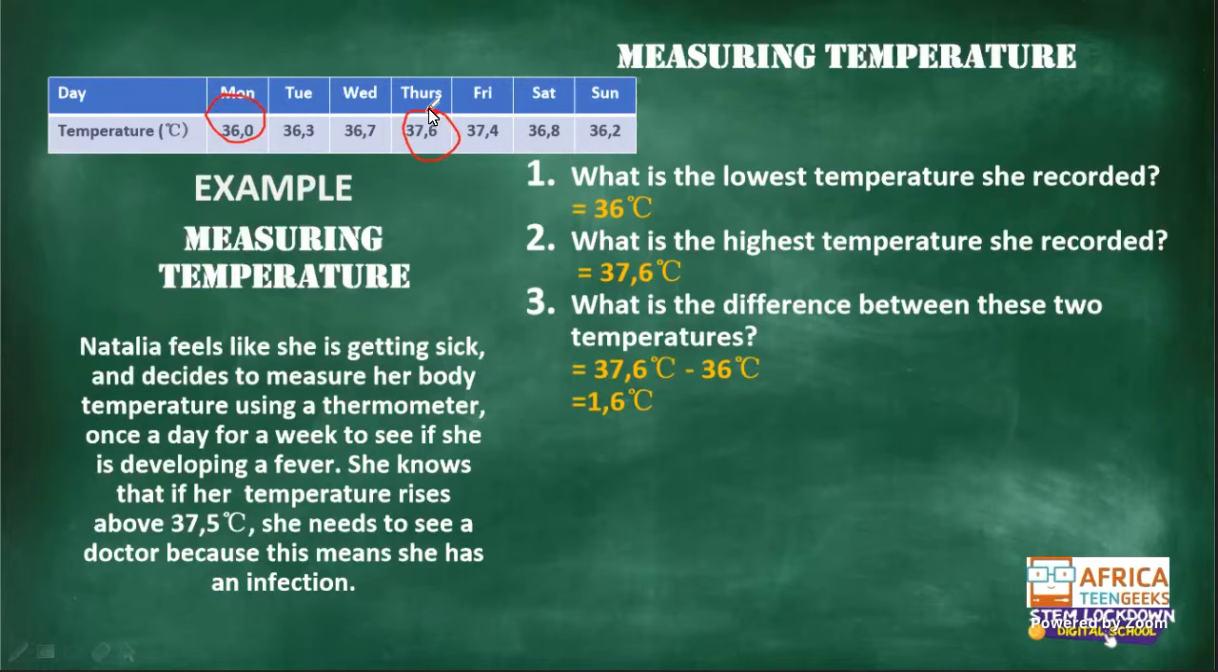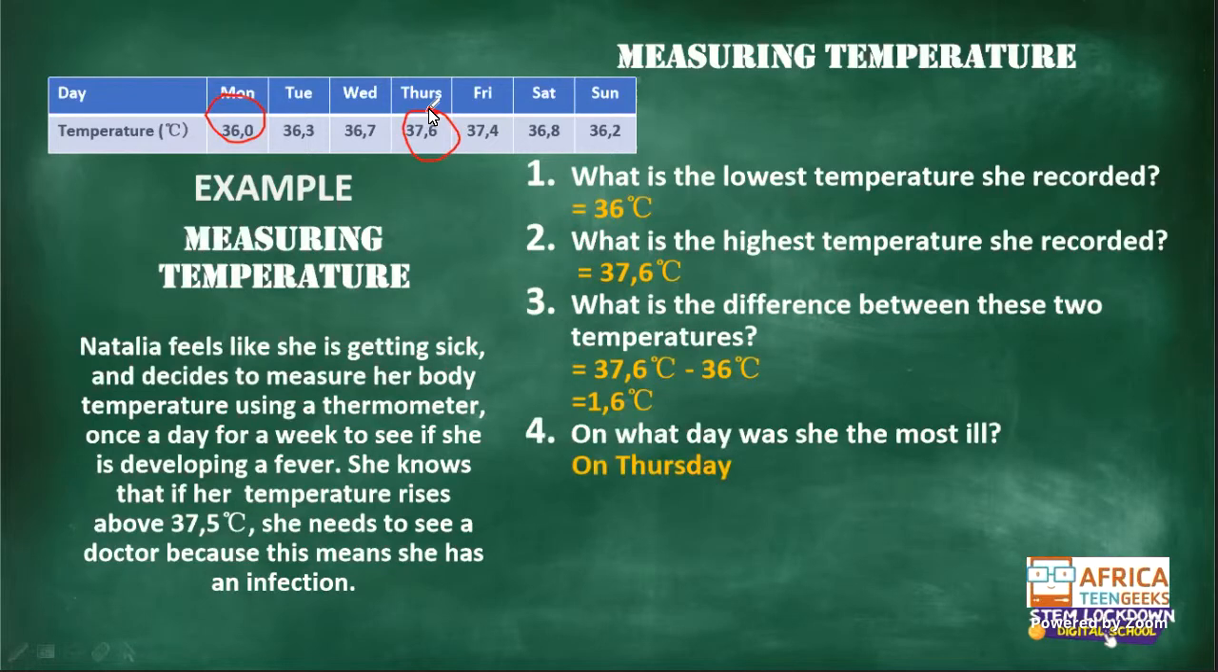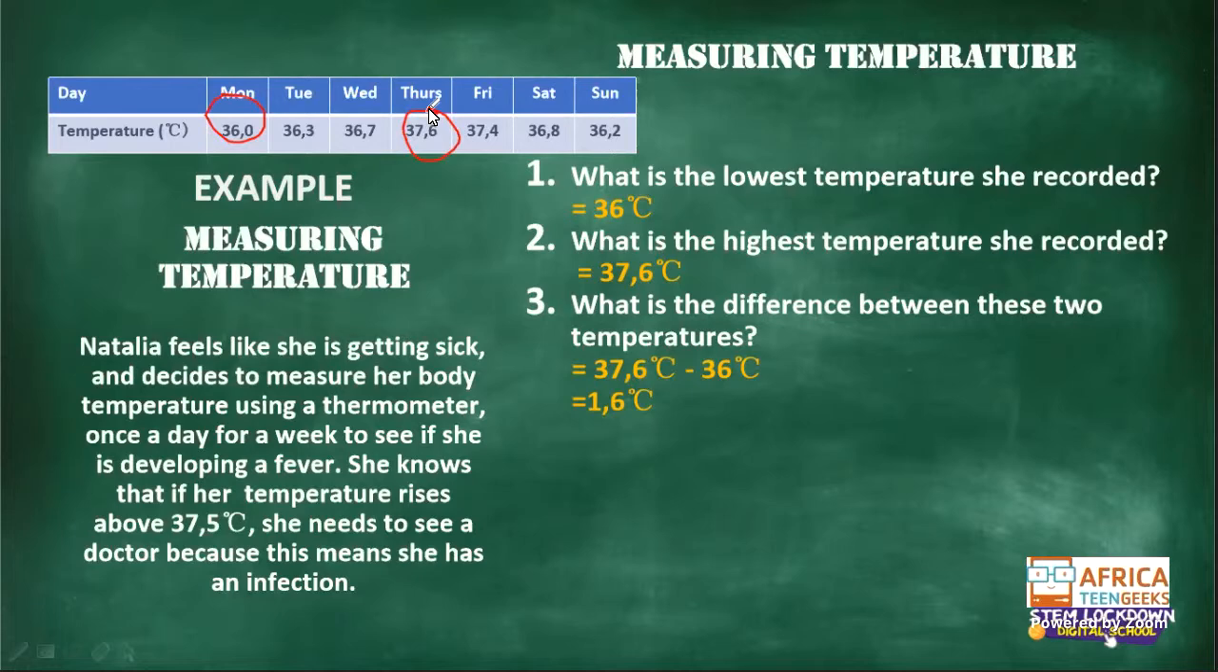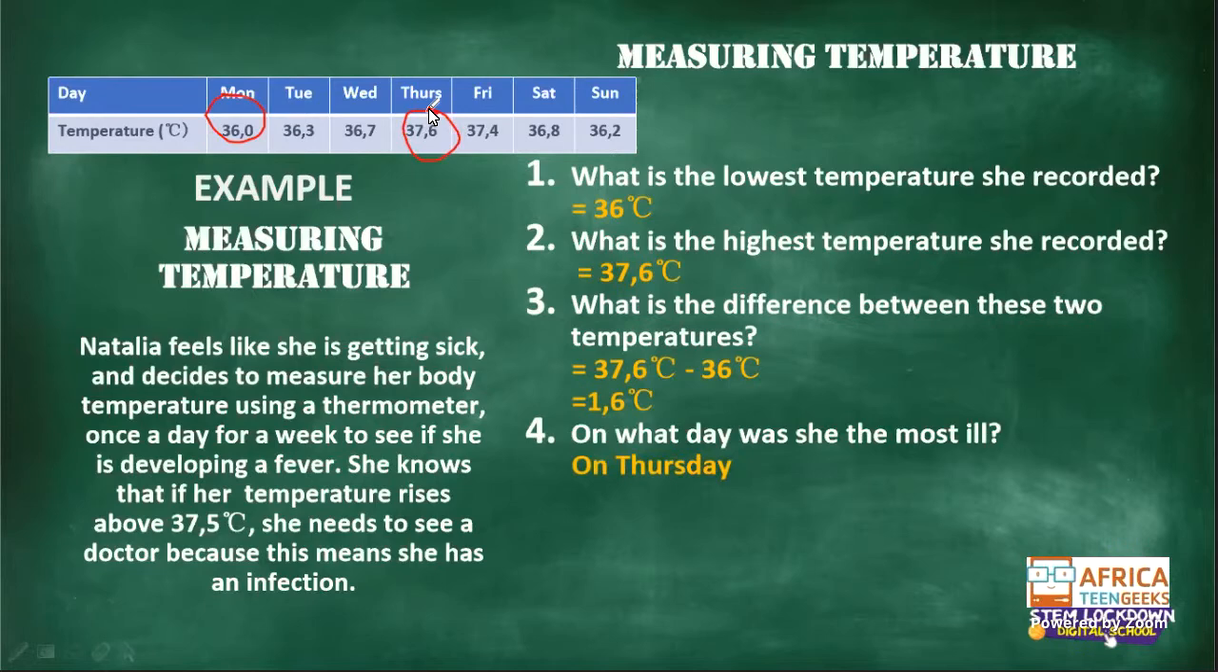Okay. Part 4. What day was she the most ill? So we will go back to our table, and then we will just look at what day was she the most ill. You can answer that for me quickly. On what day was she most ill? So we will presume that the day her temperature was the highest was the day that she was most ill. Yes, and as Megan states, it was on Thursday.